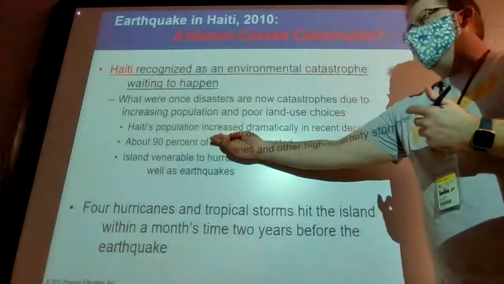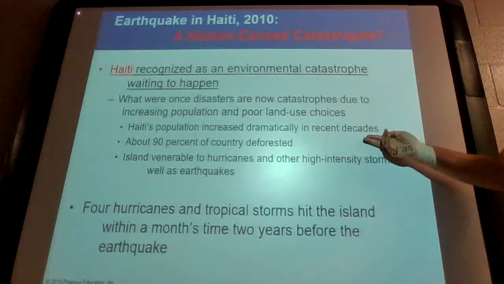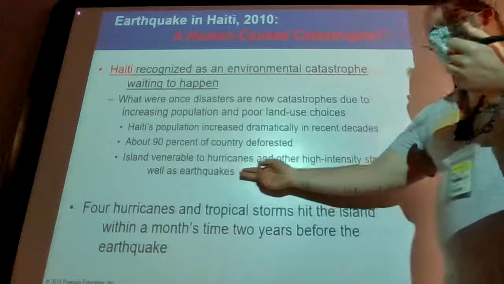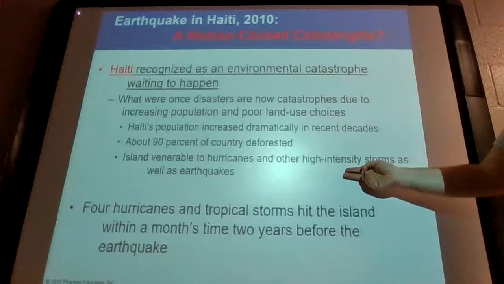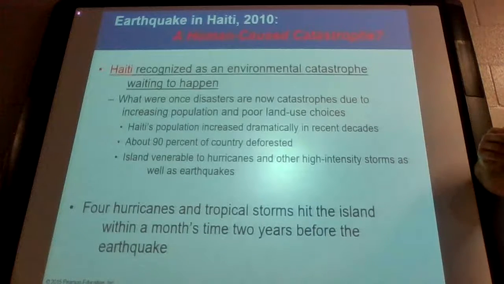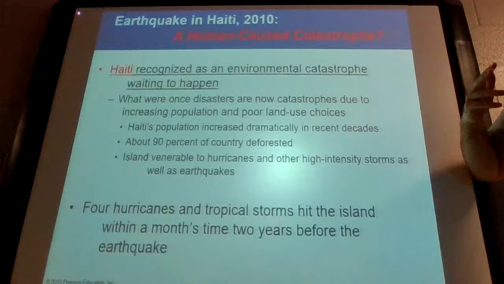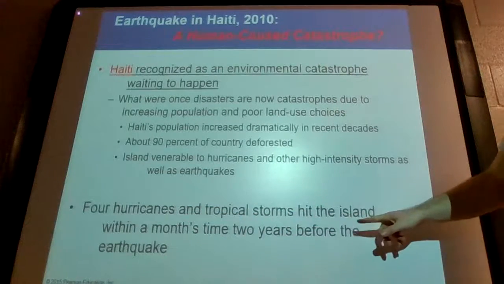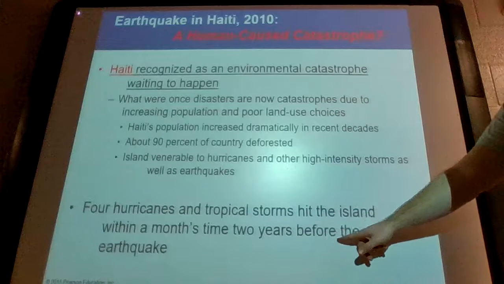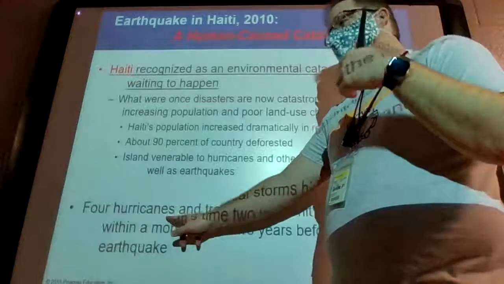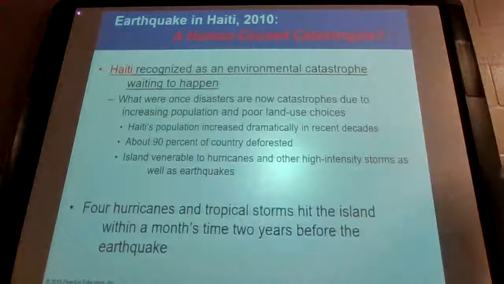So Haiti's population increased dramatically in recent decades. About 90% of the country was deforested. The island was vulnerable to hurricanes and other high intensity storms, as well as earthquakes. And basically, they got a whole bunch of all this stuff all at once. Four hurricanes and tropical storms hit the island within a month's time, 2 years before the earthquake. And so they were still recovering from all these hurricanes that happened about 2 years ago when the earthquake struck.